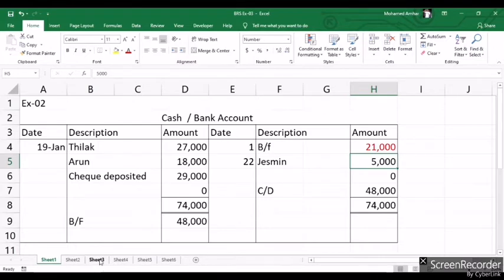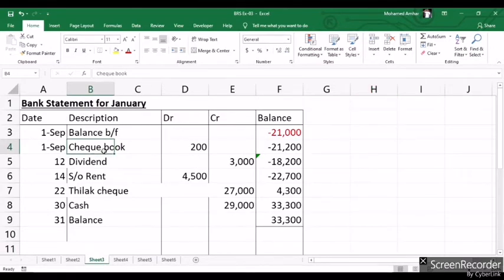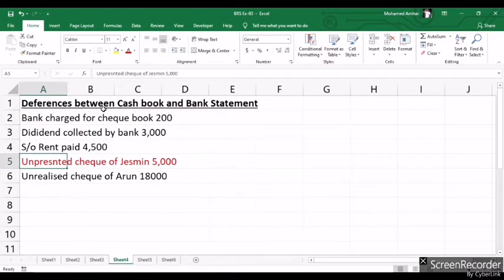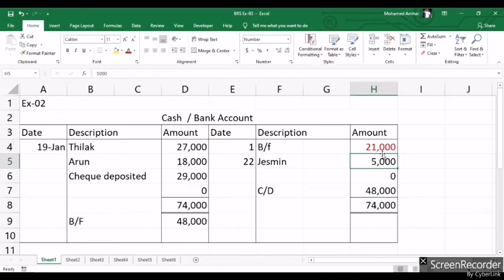So that should be shown here in the differences between cash book and bank statement. 200 bank charge for checkbook, that is one of the differences for not balancing the cash book balance and statement balance. Right. And now check the statement.